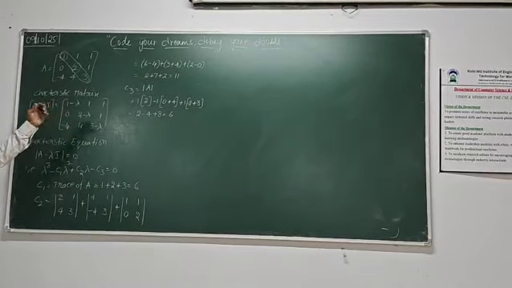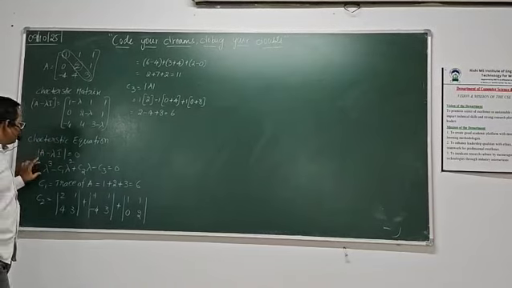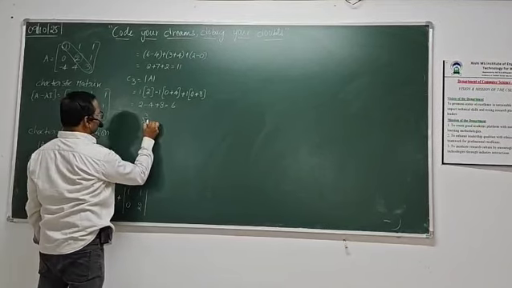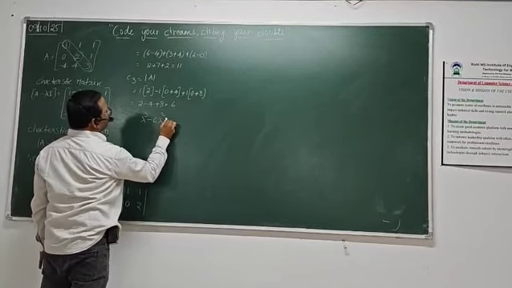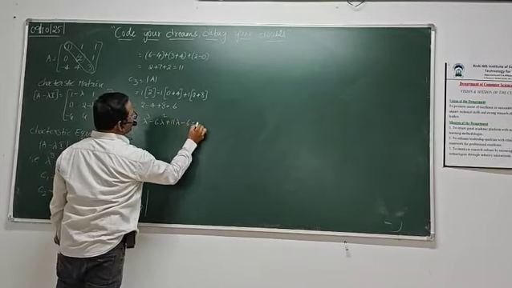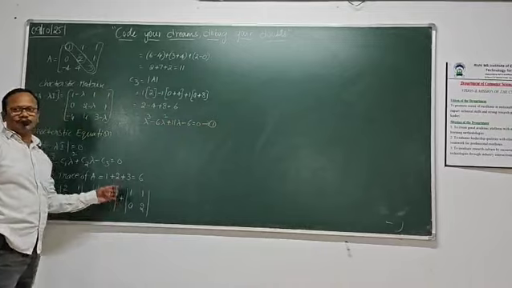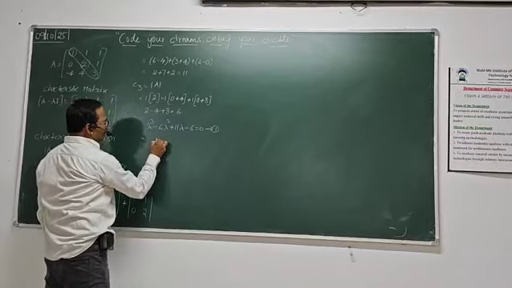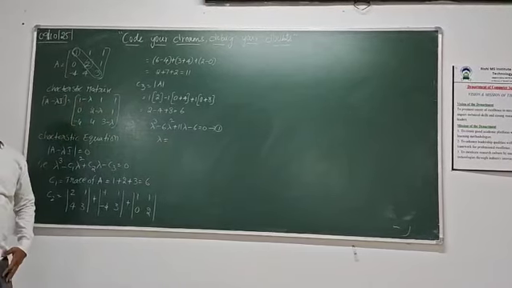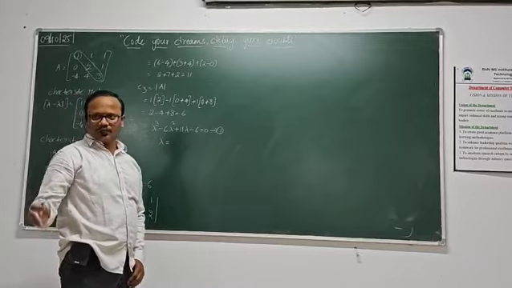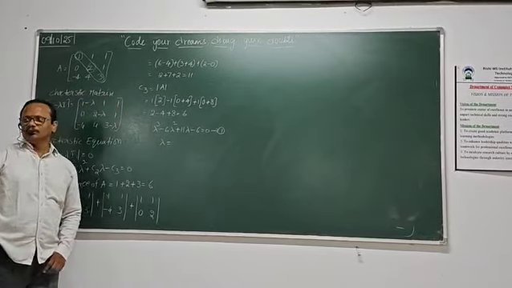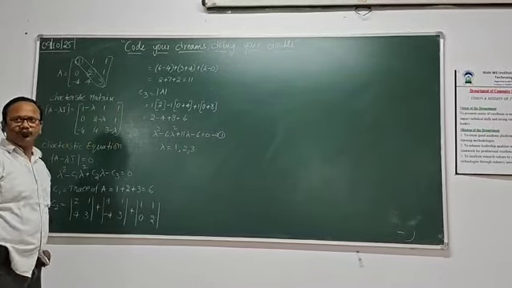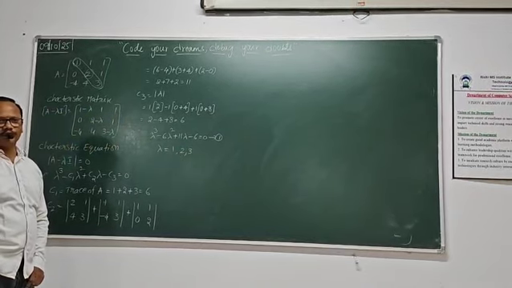By substituting these values C1, C2, C3 in this equation, we get the characteristic equation lambda cube minus 6 lambda square plus 11 lambda minus 6 equal to 0. This is the characteristic equation of the given square matrix. Now find the lambda values. Those lambda values are called the eigenvalues of that matrix. The lambda values are 1, 2, 3. So these are the eigenvalues of this matrix.